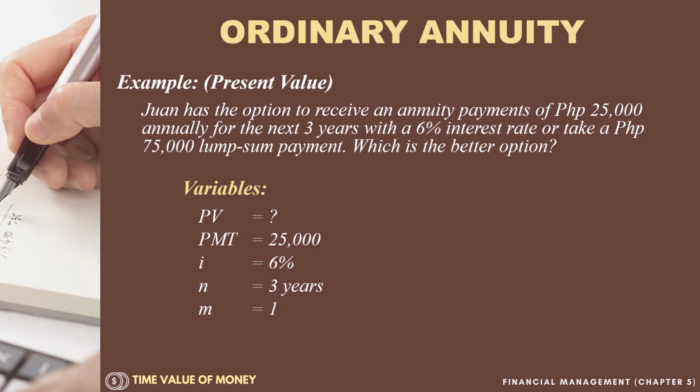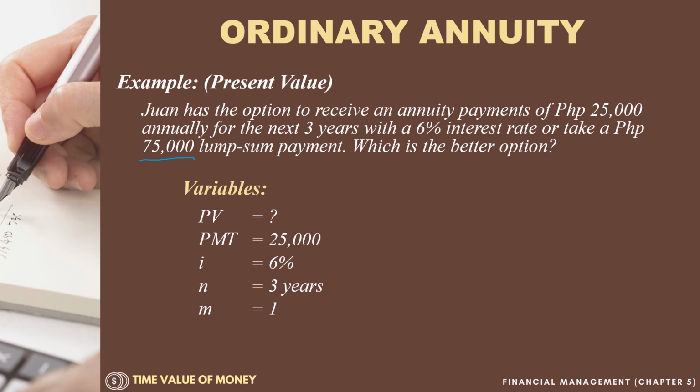Now, again, we are solving for the present value, since we are comparing our annuity payments to a lump sum payment that will be given today, which is the 75,000 pesos. So how much would this 25,000 per year for 3 years cost compared to the 75,000 lump sum payment?